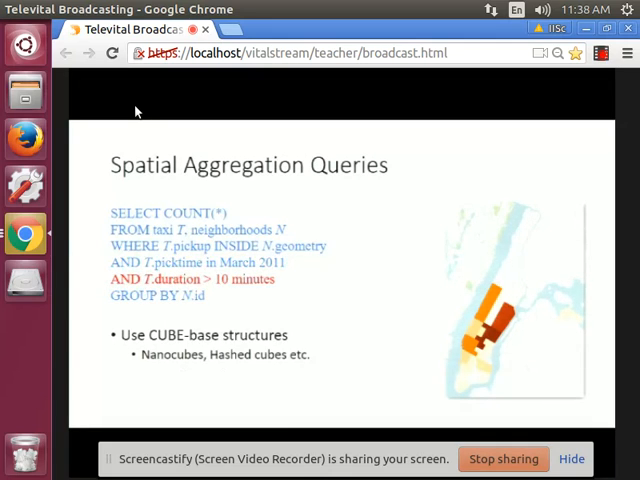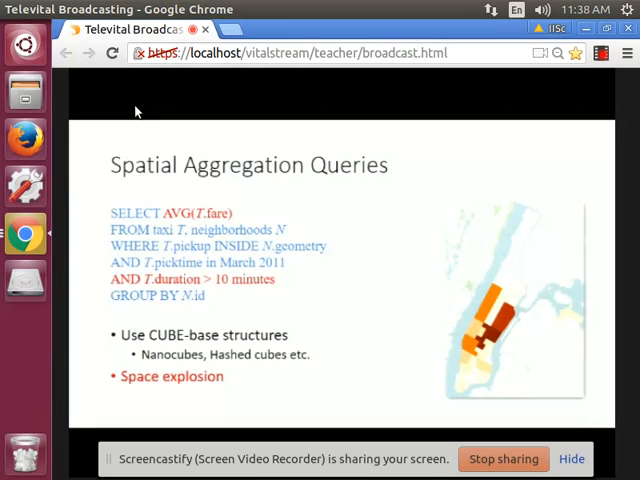Now, say I add another constraint, something like I want to look at only taxi trips where the duration is greater than 10 minutes or less than 5 minutes, right? Again, I can use data cube-based structures, but then I would have to add one more dimension to the cube. Or instead of just count, if I say average fare, now I need to add another dimension to the cube. So literally, there is a space explosion.